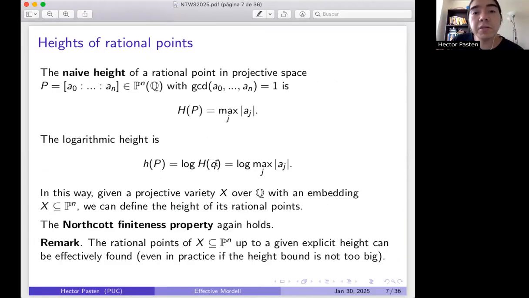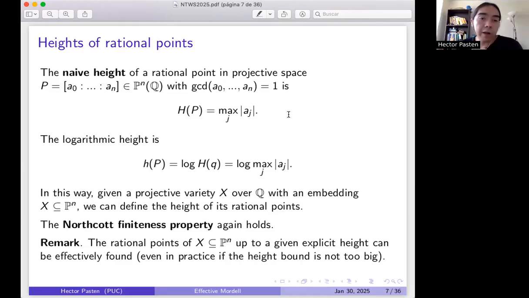Now, you can do very much the same for rational points in projective space. You take your rational point in projective space, and you choose coordinates in such a way that you get integers that share no common factor. So these integers will be uniquely determined up to plus or minus 1 sign. You define the naive height of your rational point as the maximum of the absolute values of the coordinates. Now the logarithmic height is going to be the logarithm of the previous one, and again you can think about this as of the same order of magnitude as the number of bits you need to express your rational point.